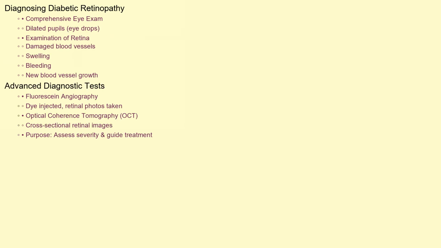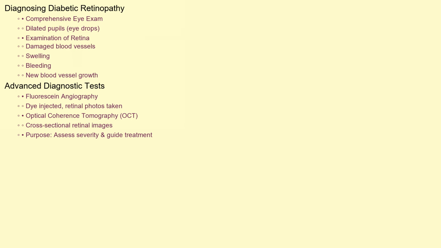In the early stages, diabetic retinopathy may have no noticeable symptoms. As it progresses, you might experience blurred vision, fluctuating vision, seeing spots or floaters, impaired color vision, or even vision loss. It's important to understand that vision changes can be subtle at first, making regular eye exams crucial for early detection.